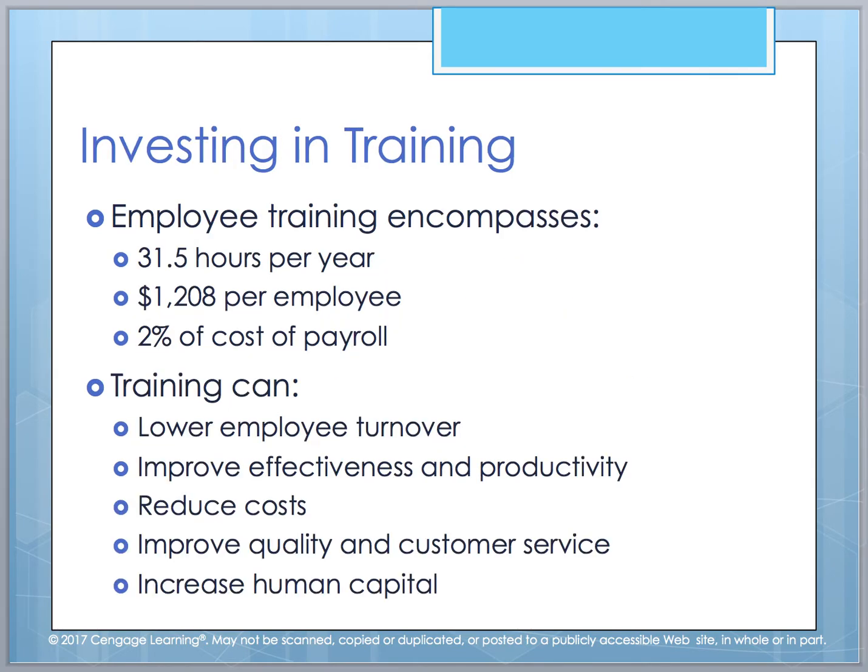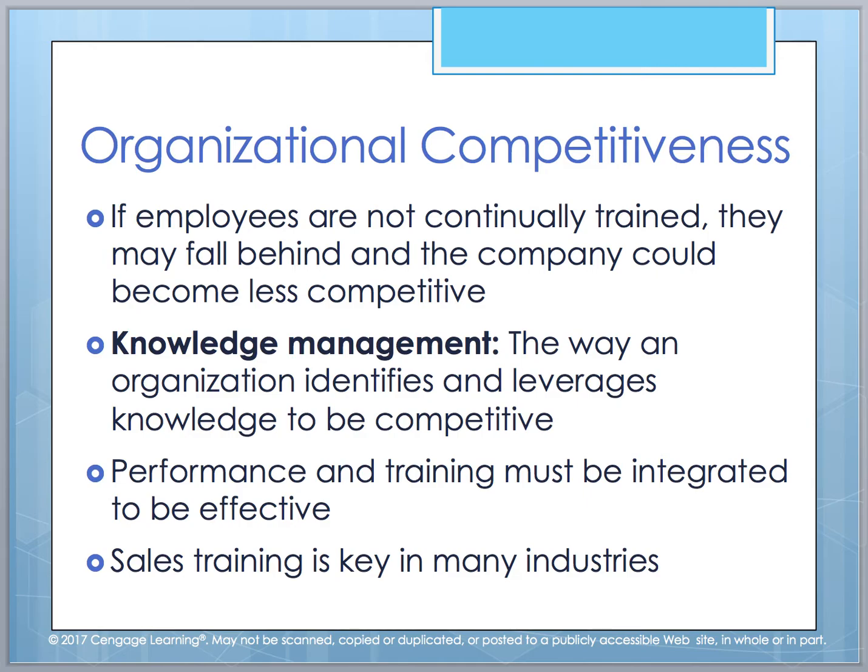So when we look at training employees, it encompasses 31.5 hours per year and roughly $1,200 per employee, which is a 2% cost in payroll. It can help lower turnover, improve effectiveness and productivity, reduce cost, improve quality and customer service, and increase human capital. When we look at organizational competitiveness, if your employees are not continually trained, as I stated earlier, from the beginning through the end, they may fall behind and you can actually become less competitive. Why? You're not using new technology, new advancements, new processes, new ways of seeing and responding to things.